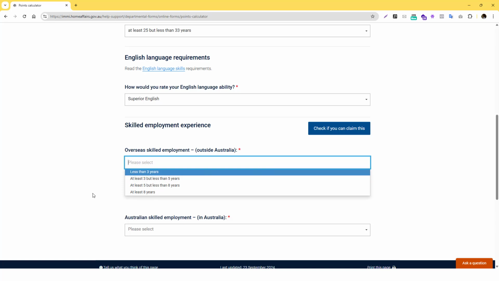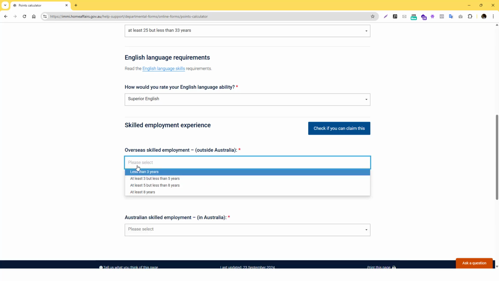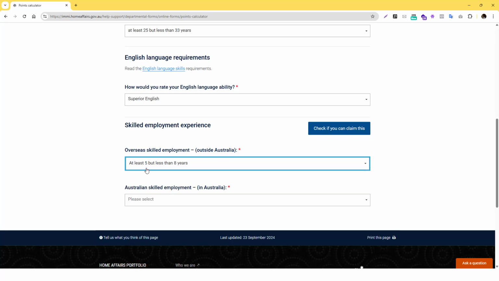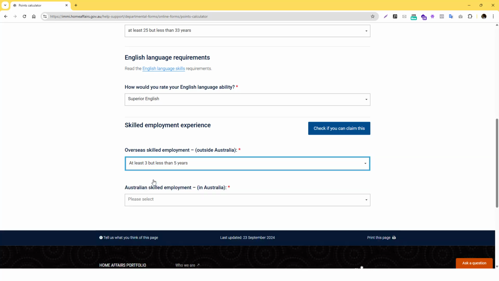You need to be careful with claiming the points because this is accompanied by a skills assessment. So for example, if you're a multimedia specialist, you need to go to the ACS. If you are a chef, probably you need to go to Vetassess. They have some criteria to determine if your experience is claimable. So let's say you have 5 years of experience, but ACS only accepts 3 years out of the 5 years. So you cannot claim the 5 years. Instead, you claim at least 3 years of experience.